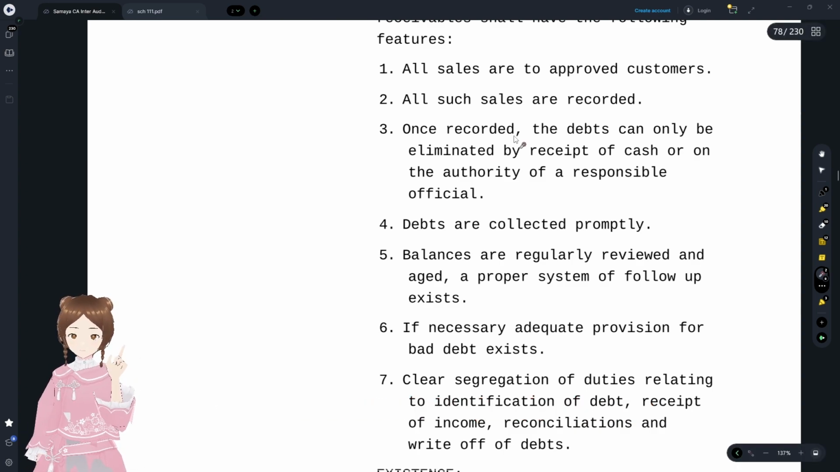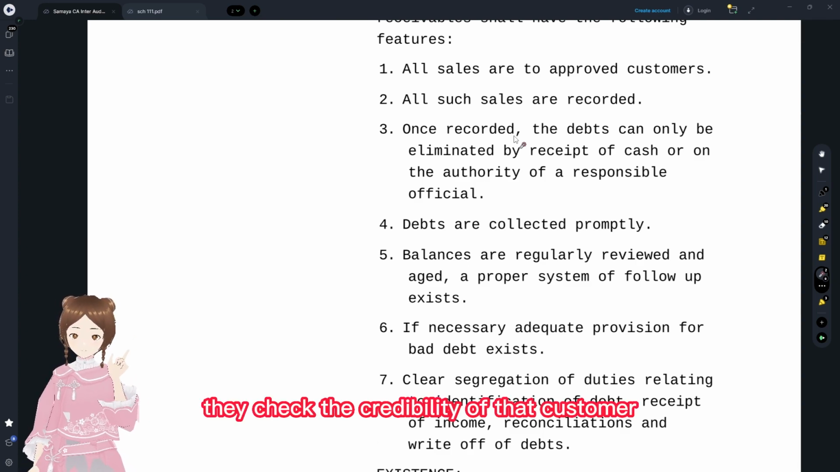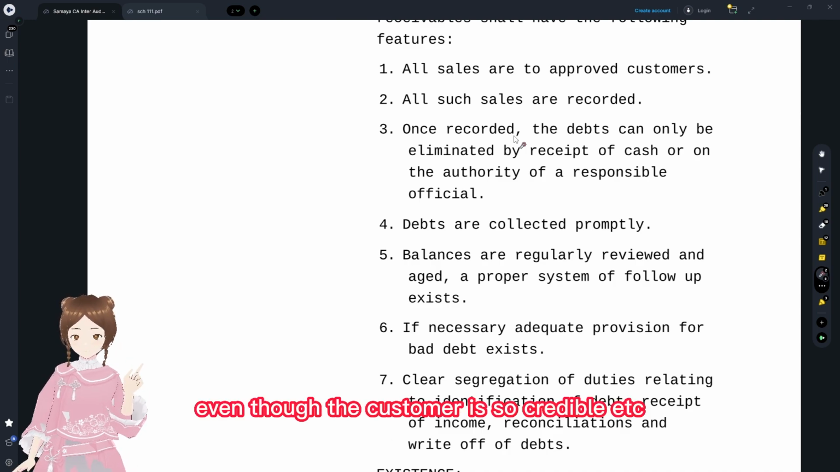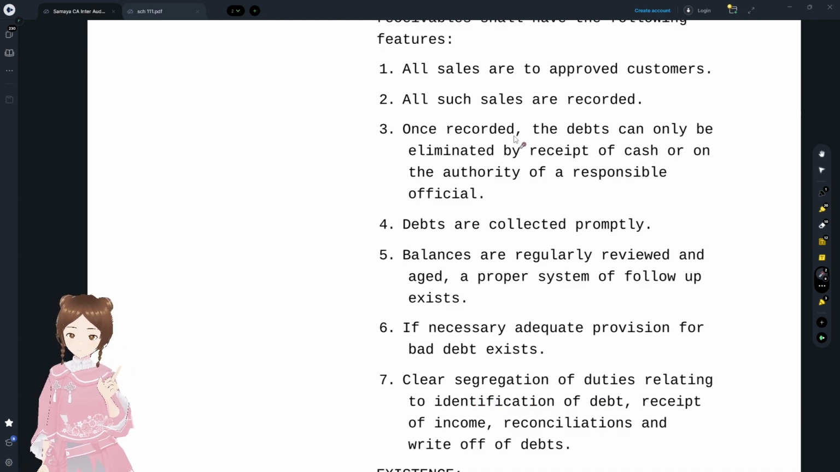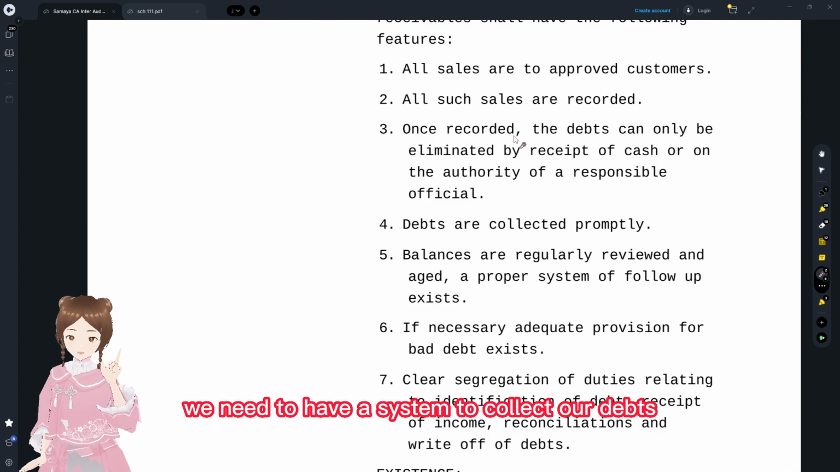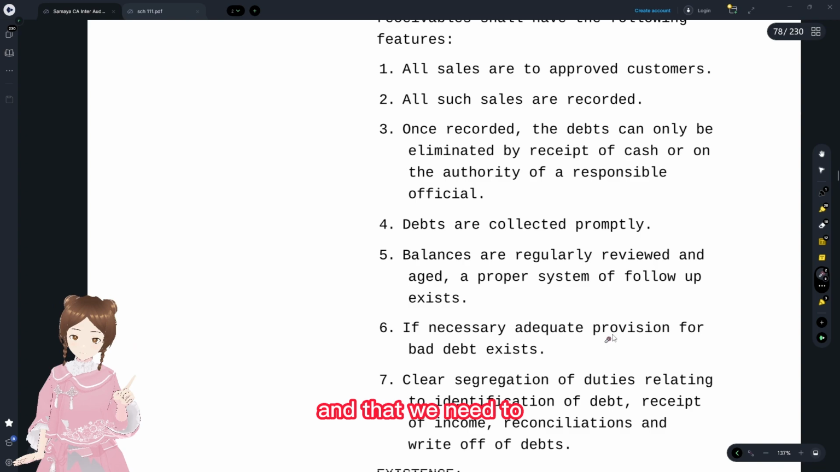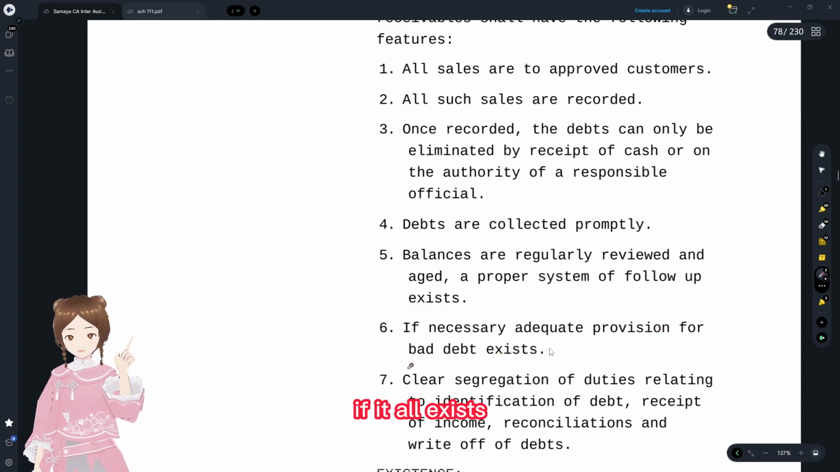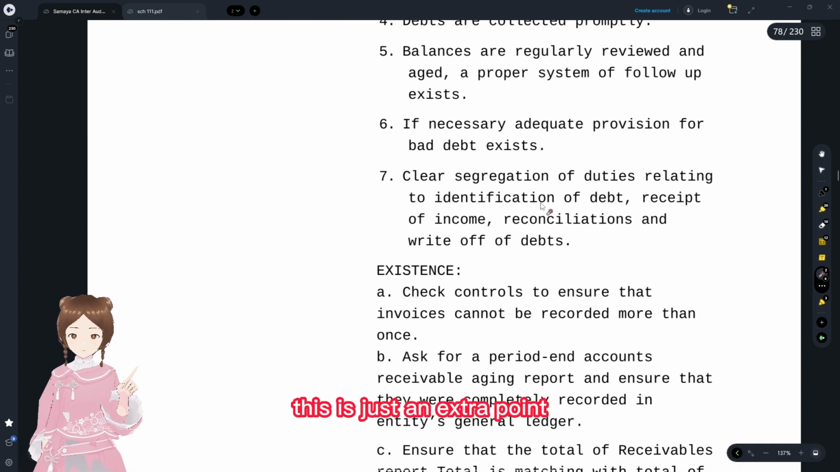Before giving trade advances or credit, what do they check? They check the credibility of that customer. And even though the customer is so credible, we need to have proof, so a sale agreement. And after that, we need a system to collect our debts. If they haven't paid, we need follow-up actions, and we need to create an adequate provision for bad debt if at all it exists, and segregation of duties, etc. This is just an extra point.